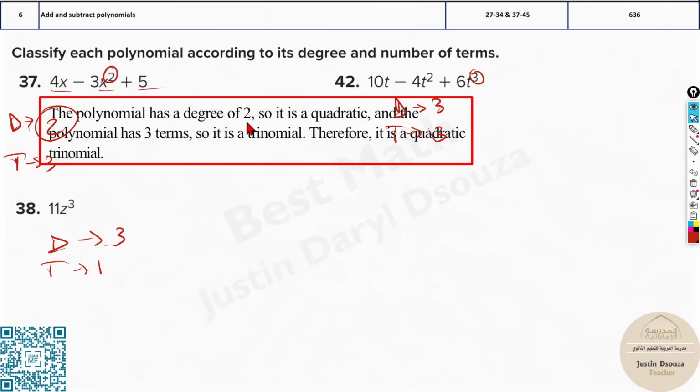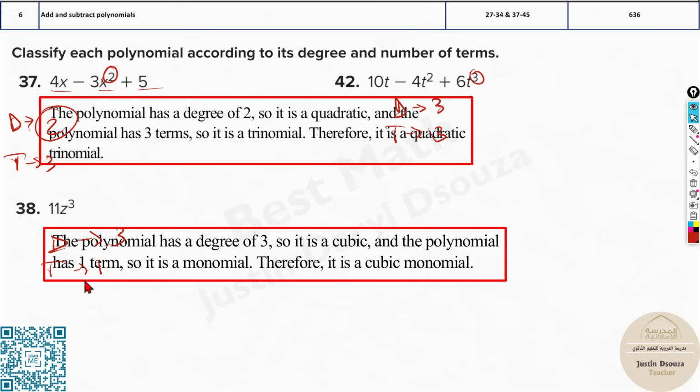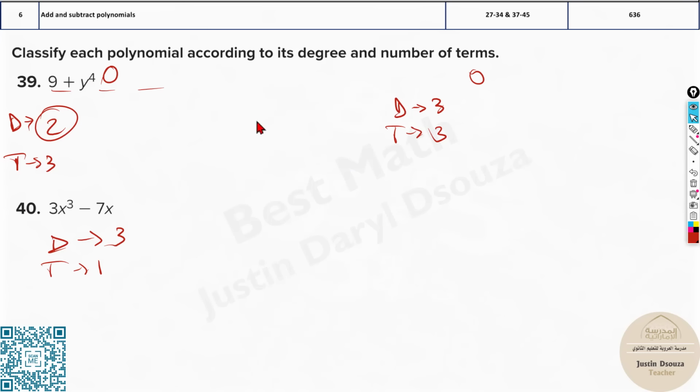Now the first answer over here is having degree 2 and it's a quadratic. They've just asked degree. Degree is 2, terms are 3. Here they have asked degree 3, term is 1. It's just a monomial.